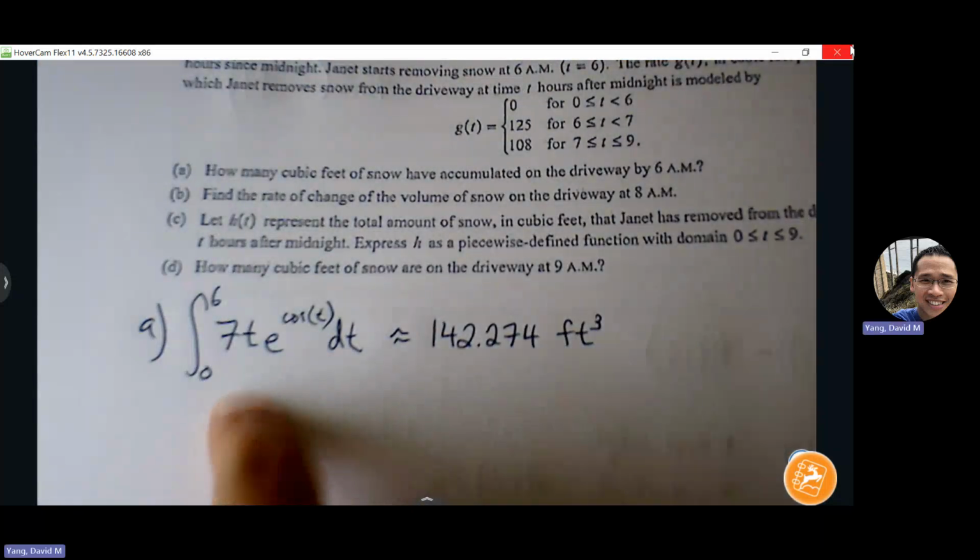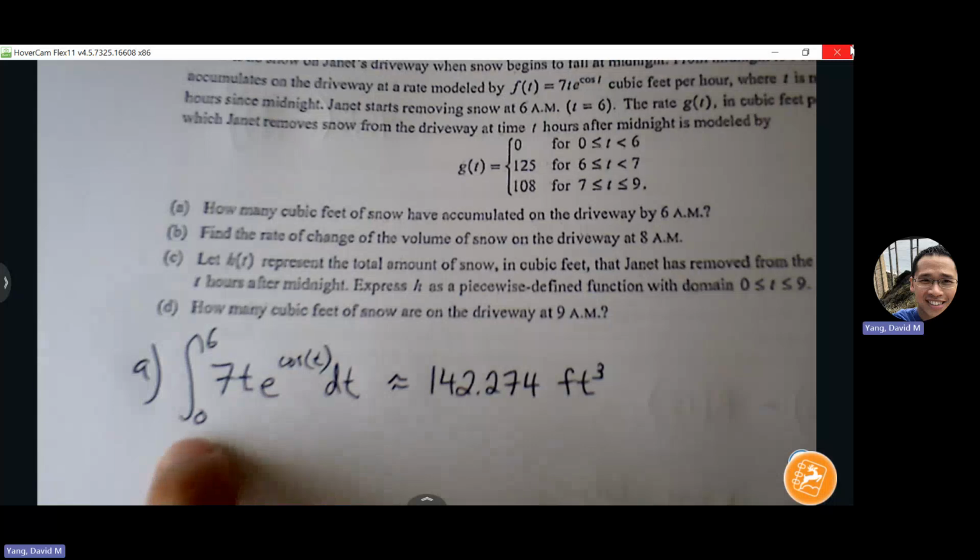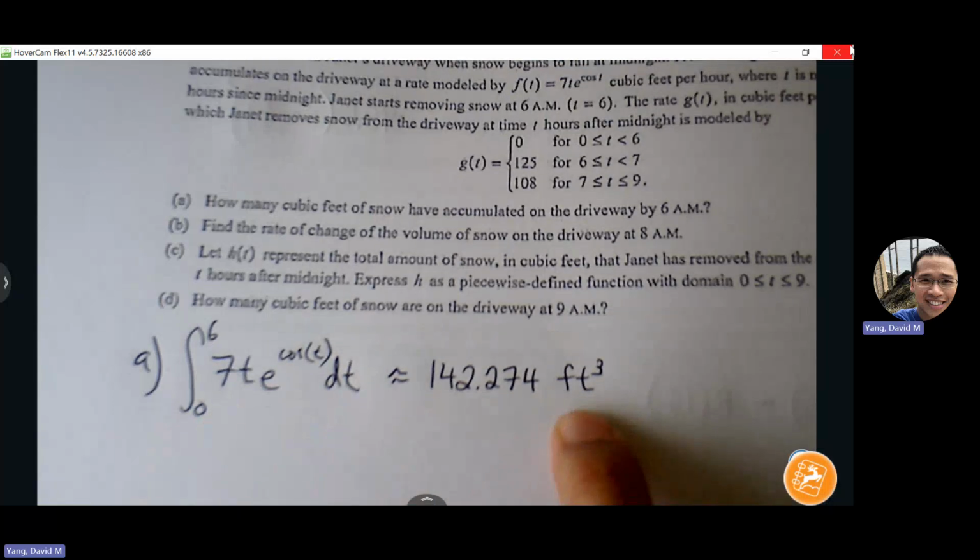Now, the function started off as cubic feet per hour, but if we're accumulating that rate, it's going to turn into cubic feet.